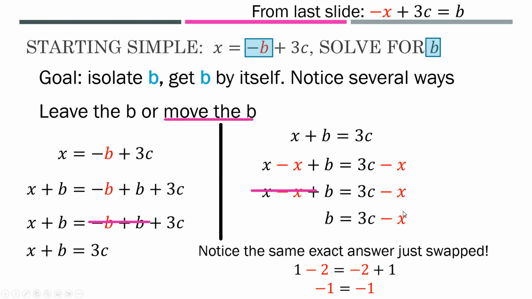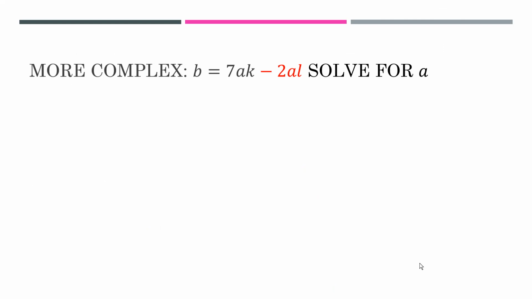The x is negative in both of them, the 3c is positive in both of them, we're good to go. Okay? So we got the same answer, it was just swapped. So you see there's multiple ways to get to the answer you're after. You don't have to go down one pigeonhole. Alright? Let's continue.